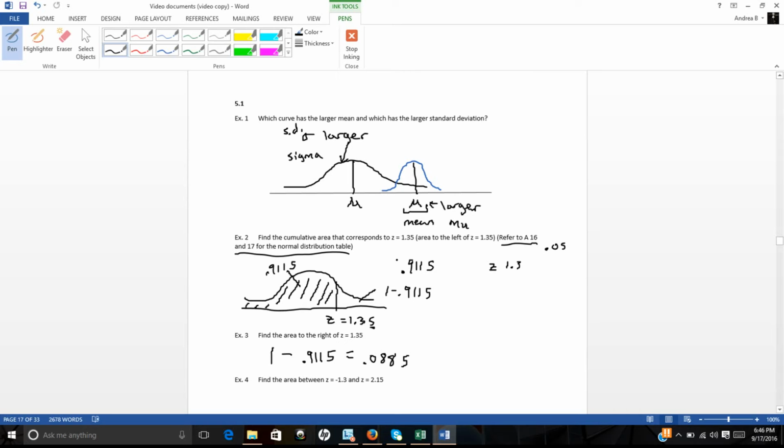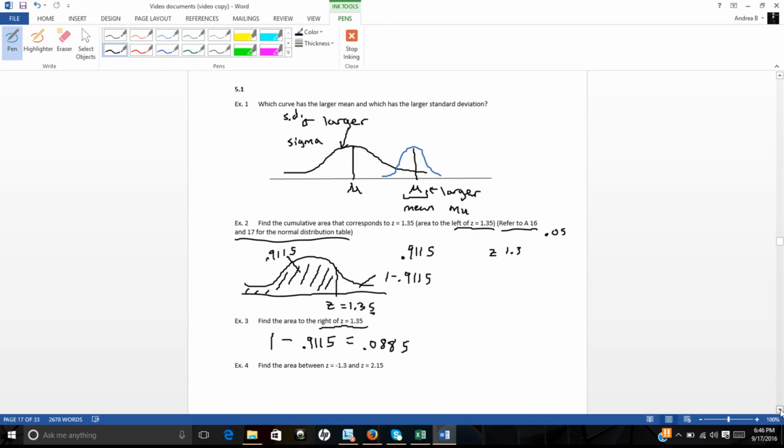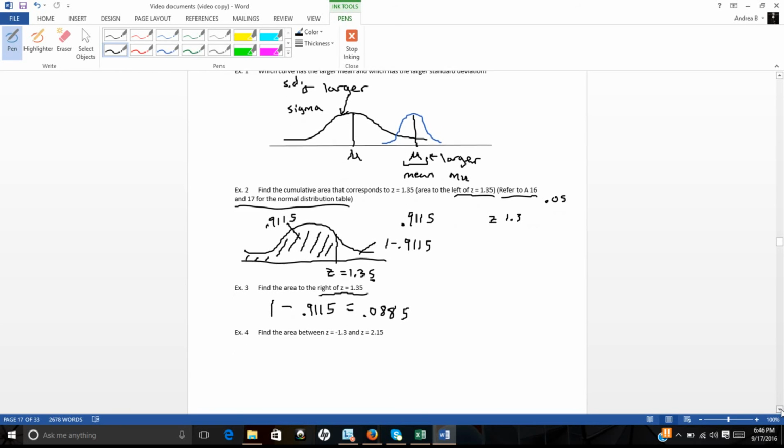And these types of problems, where you had one that was to the left of z equals 1.35 and the other one to the right, are also what are called complements of each other. They're opposites. So whenever you're talking about a complement, they should add up to 1 if they're covering everything underneath the entire curve. So that's something else to keep in mind there as well. Sometimes that can help shorten your calculations.